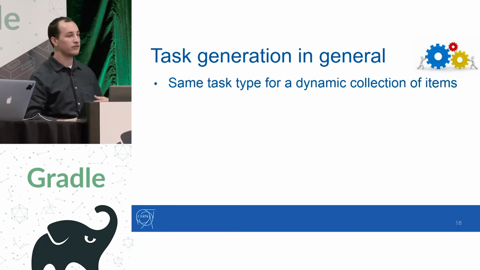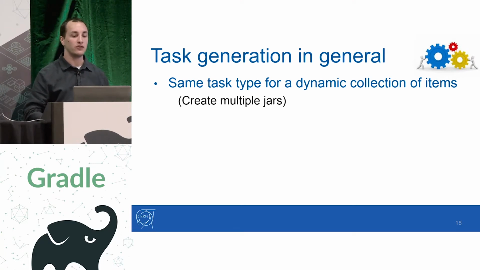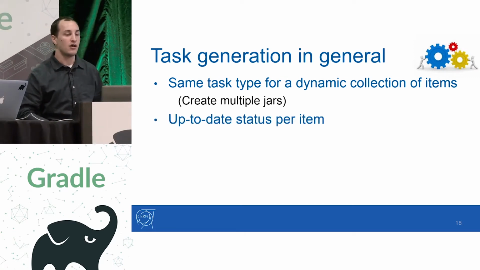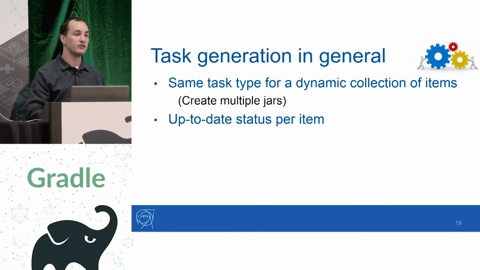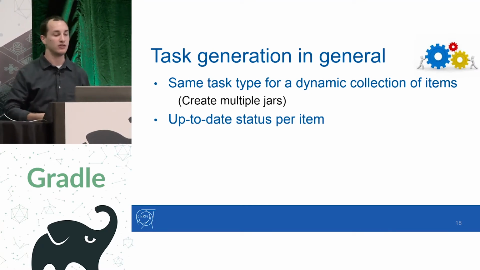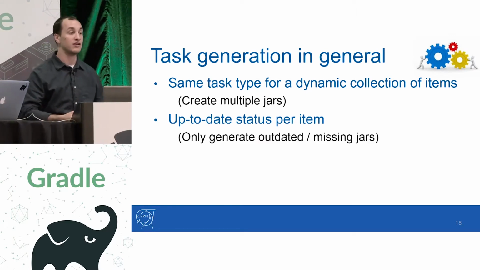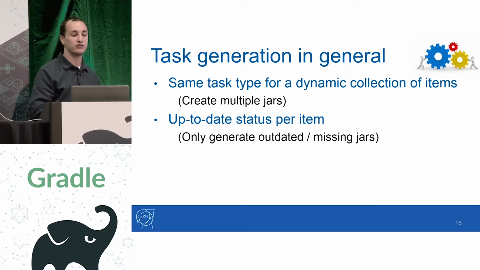If you have some kind of task type and you want to repeat that task type over a collection of items, so in the case of the example, we wanted to generate multiple jars, we were able to repeat that easily. One thing that you benefit from if you do this is that you get the up-to-date status for each and every one of those generated tasks per item. It's not going to be just whether the whole collection is up to date or not. In our case, it means that if you add an extra variant, then Gradle would need to generate only that extra jar if the others are already up to date.